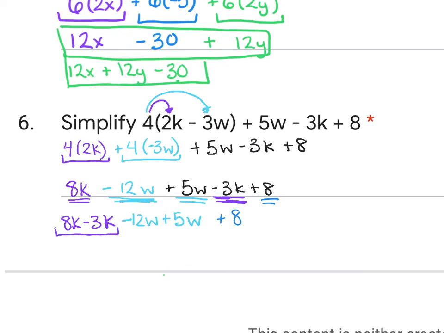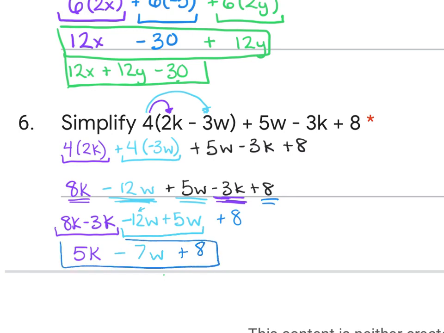All right, so let's simplify. So I have 8k minus 3k, which is 5k. Now I'm going to combine this negative 12w and the 5w. So since my signs are different, I'm going to subtract in my head. So 12w minus 5w is 7w. And since there are more negatives, I have 12 negatives, I'm going to have a negative 7w. And then last I just have plus 8. So that's my final answer: 5k minus 7w plus 8. And that's the end of this expressions quiz.